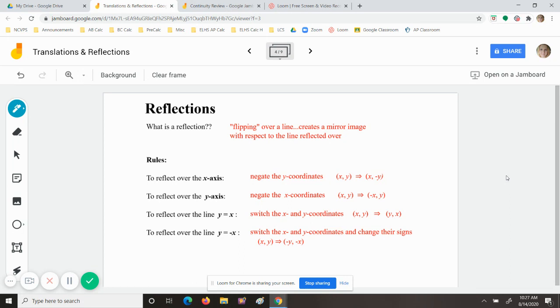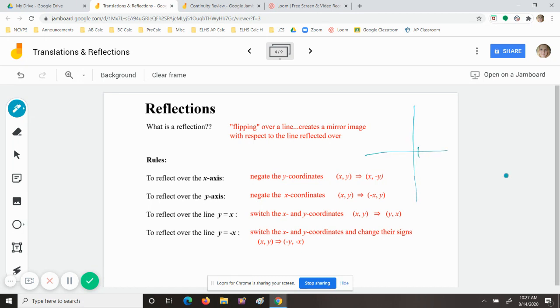Okay, we have some rules. There are 4 that we use pretty regularly. Reflecting over the x-axis, you negate the y coordinates. To reflect over the y-axis, you negate the x coordinates. To reflect over the line y equals x, you switch the x and y coordinates. And to reflect over the line y equals -x, you switch the x and y coordinates and you change their signs.